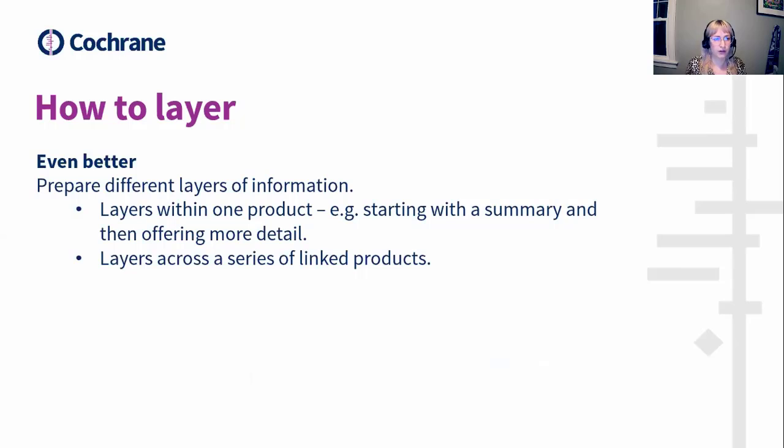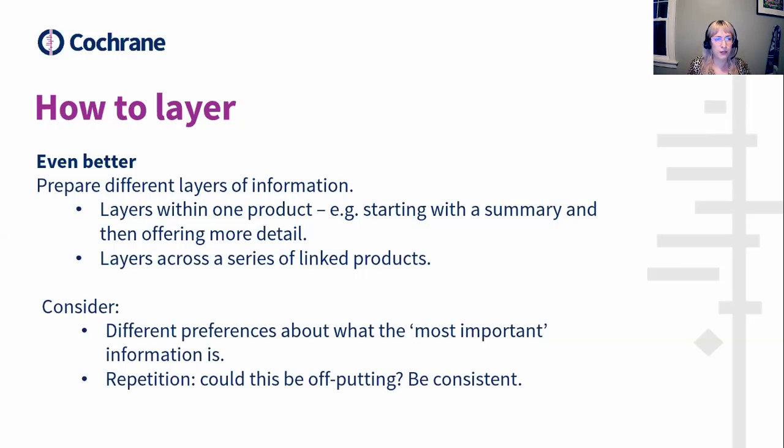And of course, we've got considerations there as well. The first being that we've already talked about how people have different information needs. And that can also translate to the fact that people have different preferences about what the most important information will be. And then another thing to consider is repetition. So if you're creating different layers within a product or outside of a product, the chances are that you'll be repeating information. So just think about whether that could be off-putting to your readers if you're constantly repeating things.